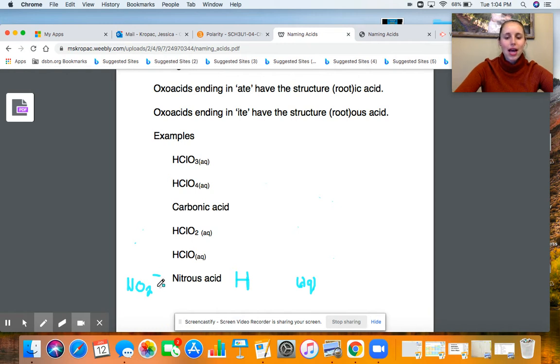Well, hydrogen has a +1 charge. Nitrite has a -1 charge. So we're actually not going to see any charge switching. We're not going to see any crossing over rule because both the numbers are 1. So I can go ahead and just write nitrite here. And this is how I'd write the chemical formula for nitrous acid.